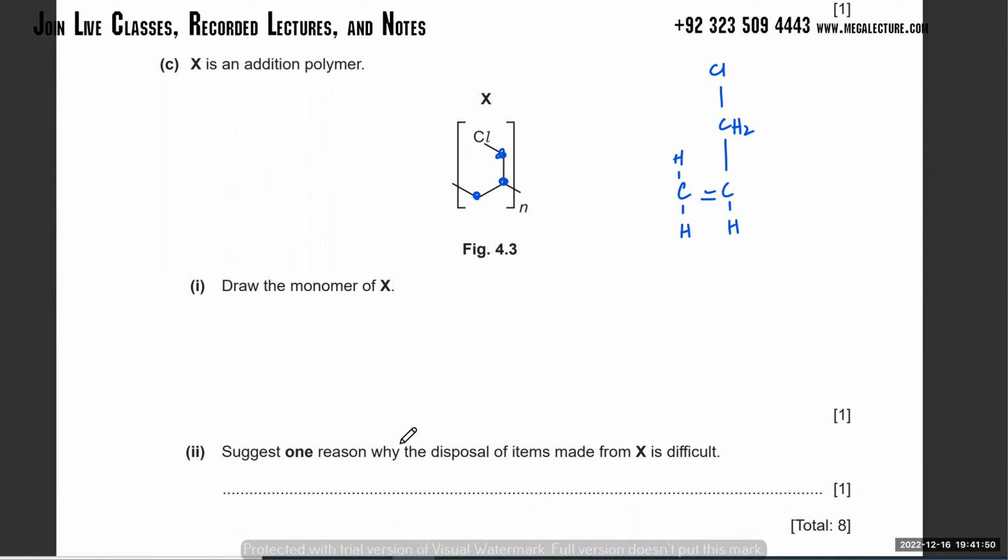So suggest one reason why the disposal of items made from X is difficult. So carbon chains are very stable. So carbon-carbon bond is non-polar. The link is non-polar and stable. It will not attract electrophiles or nucleophiles.